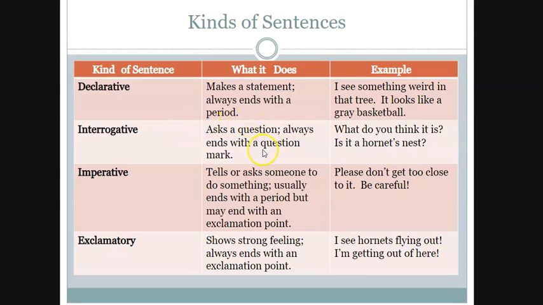So, what about imperative? Tells or asks someone to do something, usually ends with a period but may end with an exclamation point. Please don't get too close to it, be careful.